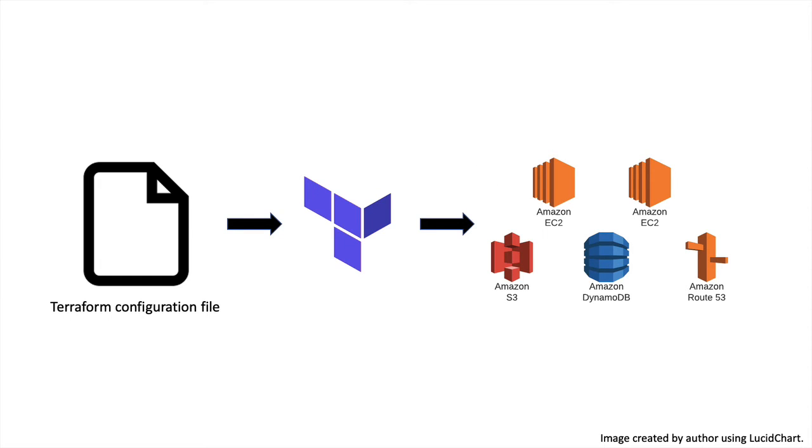Here's a simple diagram I made. This diagram shows Terraform getting a configuration file, and from that provisioning compute, storage, NoSQL database, and routing services on Amazon Web Services.